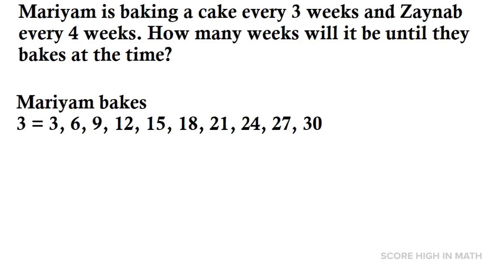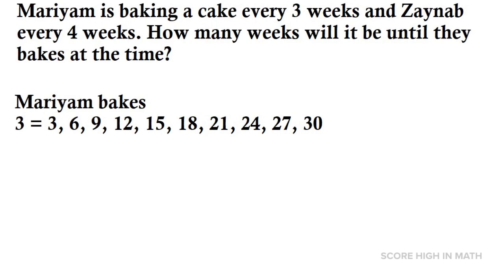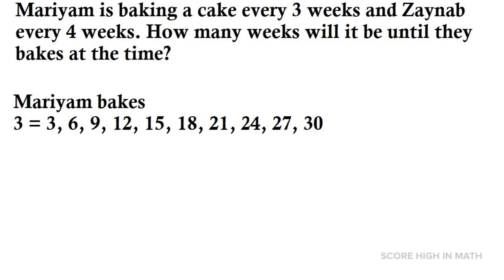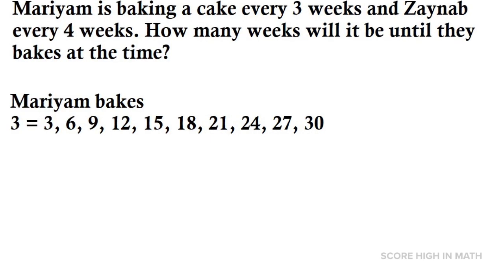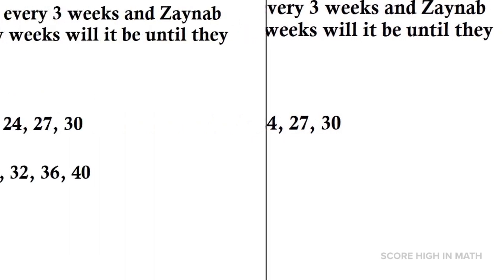Therefore, 3 plus 3 is 6. 6 plus 3 is 9. 9 plus 3 is 12. 12 plus 3 is 15. 15 plus 3 is 18. 18 plus 3 is 21. 21 plus 3 is 24. 24 plus 3 is 27. 27 plus 3 is 30.